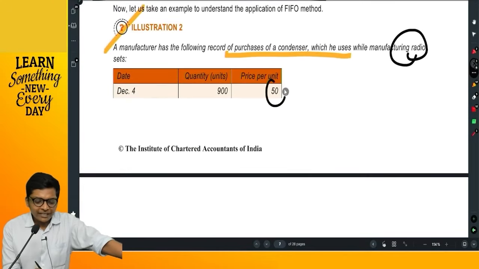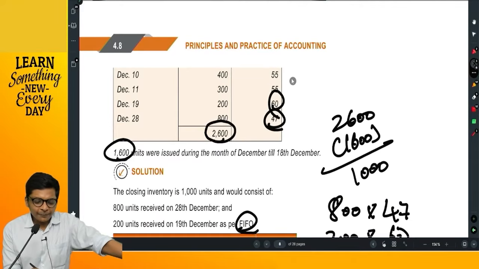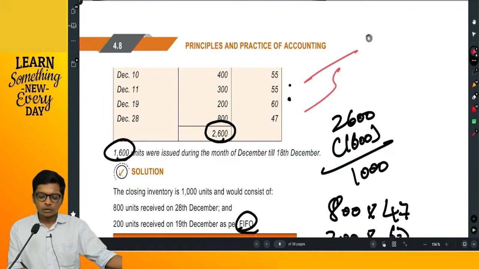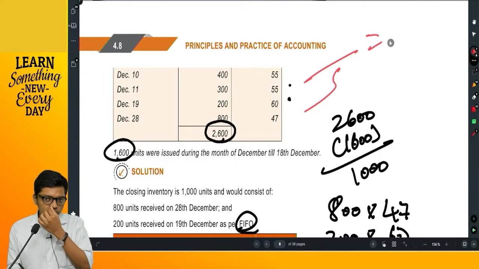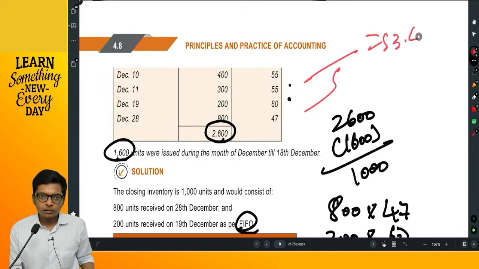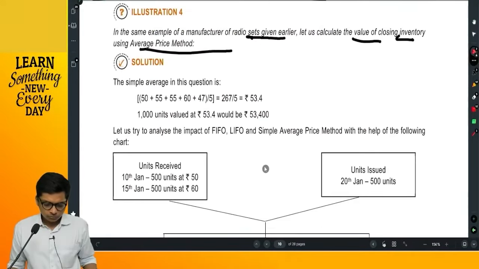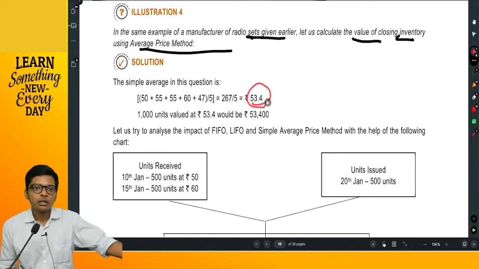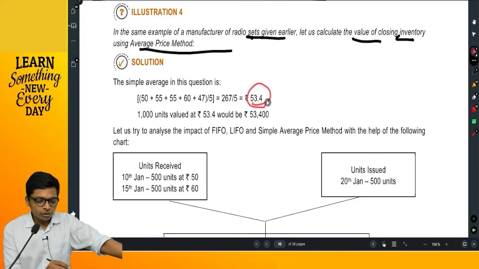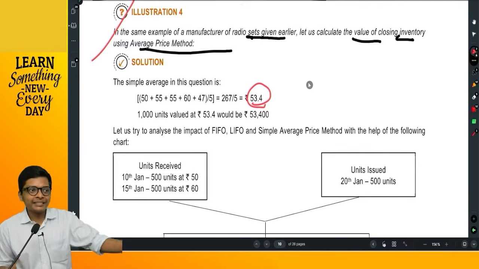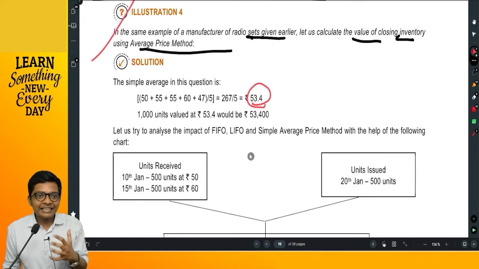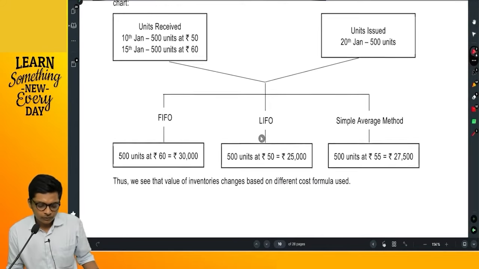So what is it? 50 plus 55 plus 55 plus 60 plus 47, divided by 5. How much are you getting? 53 point something. Are you getting 53.4, guys? Easy? Not going to come in the exam. Illustration 4, simple average: you add the prices and take the average. Even a 6th standard kid can do this. Next.